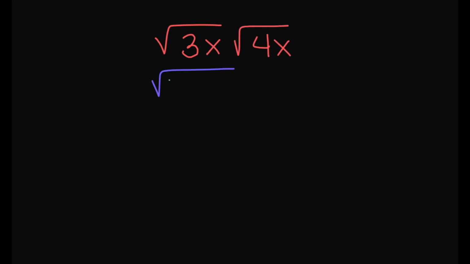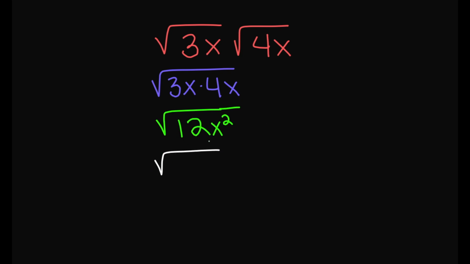The square root of 3x times the square root of 4x. We're going to combine our numbers here. So 3x times 4x. And when you multiply here, you're going to get 12x squared. And now we're going to simplify this. So 12x squared, we can simplify this into the square root of 4 times the square root of 3, and then times the square root of x squared.